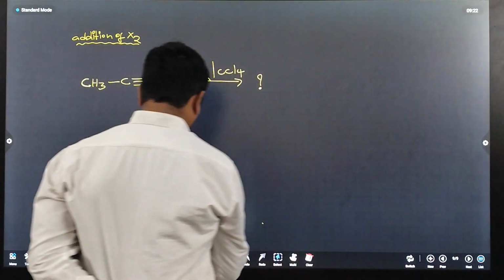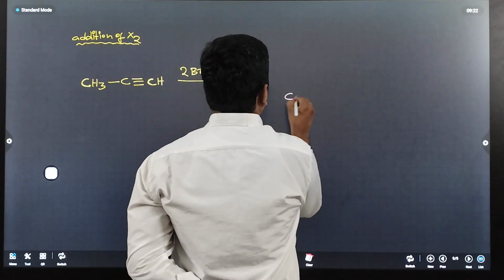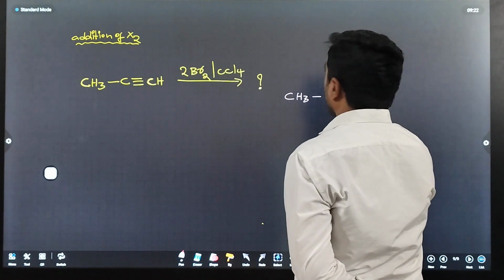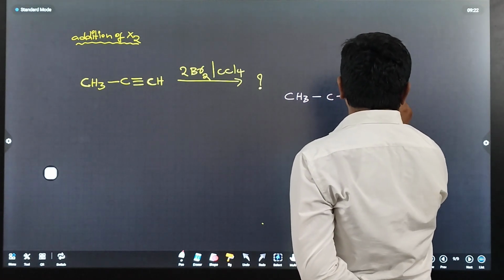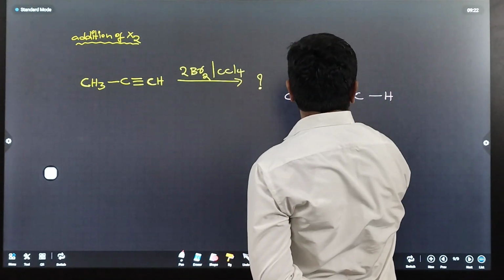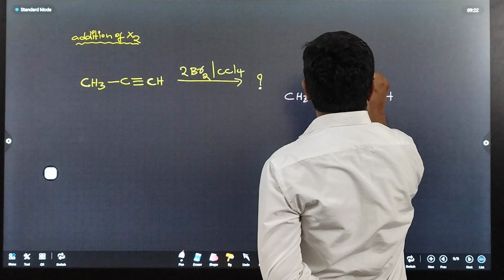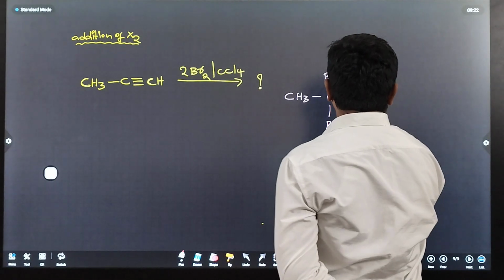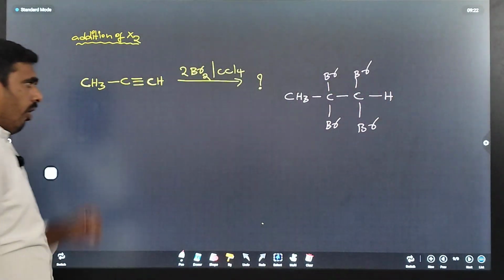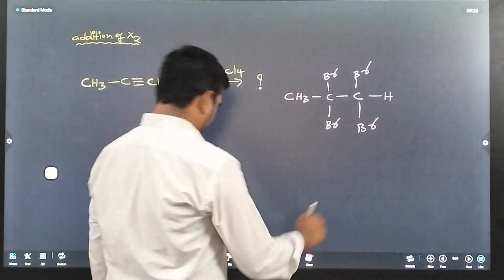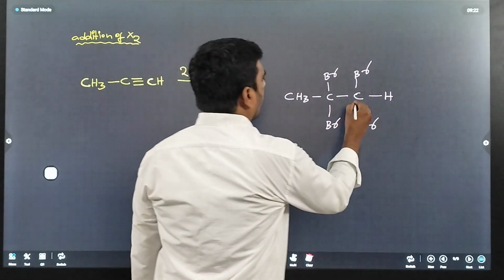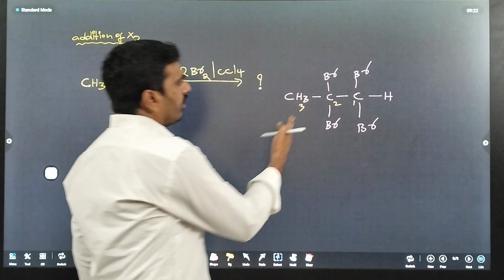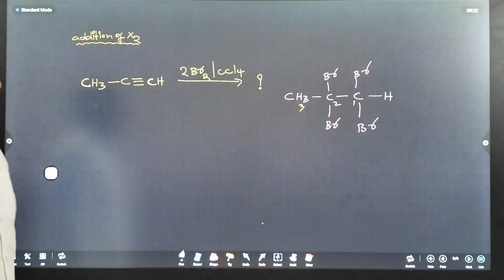So addition takes place. First the triple bond breaks, C single bond CH. Here the first bond is removed, so one Br. Next the second bond breaks, Br. So this is 1, 1, 2, 2 tetrabromoethane. Okay, tetrabromoethane is possible.